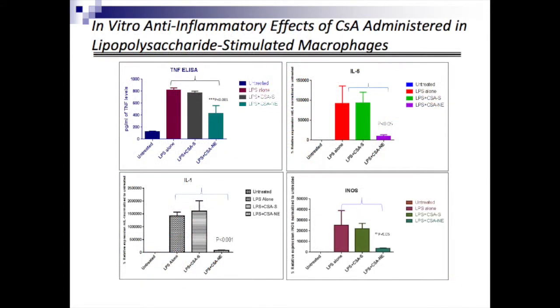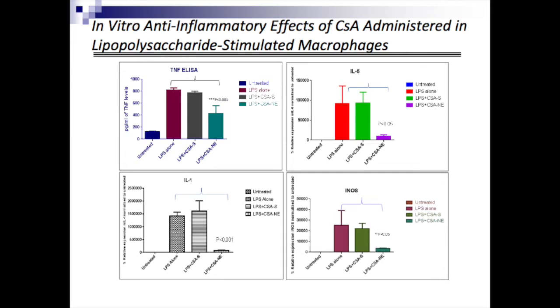So what Sunita did was to encapsulate these two different molecules and then test to see if she could actually see an anti-inflammatory response. Our first test was to take macrophage cell lines, these J774 cell lines, which are murine macrophages, and stimulate them with LPS, which is a toll-like receptor agonist. The LPS stimulation produces a very strong inflammatory response. We see upregulation of TNF, IL-6, IL-1, iNOS, and many other pro-inflammatory cytokines and chemokines.